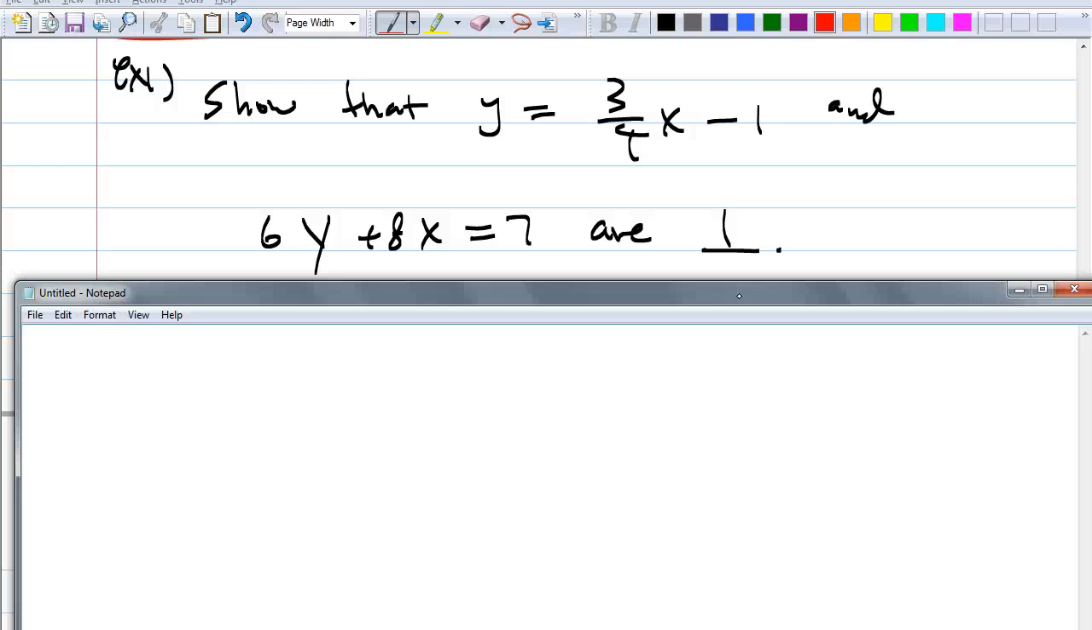Good. Why do you want to solve for y for the second equation? So you can find the slope. That's right, so you can find the slope. How come we don't need to do that for the first equation? Because it's already in slope-intercept form.